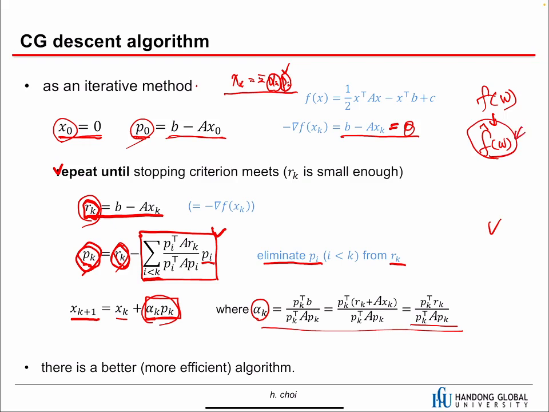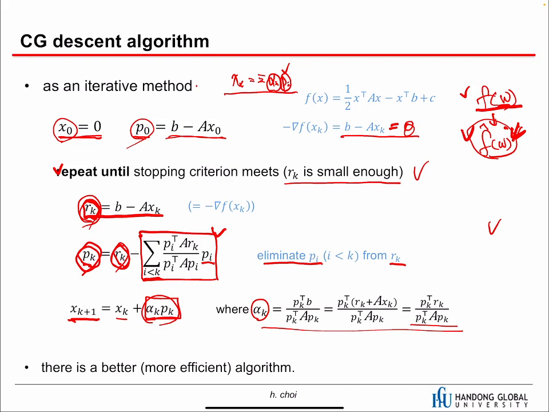In this case, when r sub k is small enough, then we're going to stop. Is it good enough? We are not exactly minimizing the quadratic function, but that's okay because the quadratic function is an approximation of f of w. So when we minimize this function, we don't have to minimize exactly because this one is an approximation too. As long as the minimization is good enough, the r sub k is small enough, then that's good.